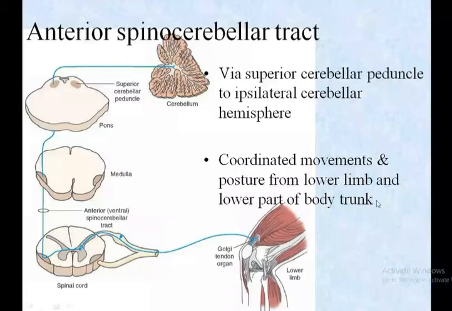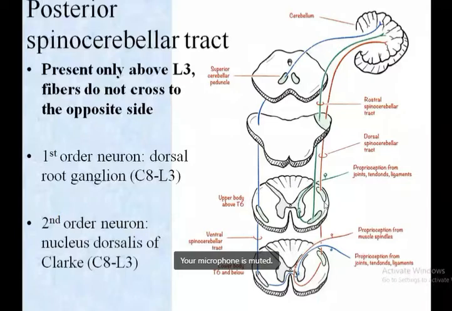Then we'll go to the posterior spinocerebellar tract, which is present only above the third lumbar spinal segment. Here the fibers do not cross to the opposite side. This blue color represents the anterior or ventral spinocerebellar tract, which crosses at the level of the spinal cord, ascends, and crosses again to reach the same side cerebellar hemisphere. But in the posterior or dorsal spinocerebellar tract, what happens?